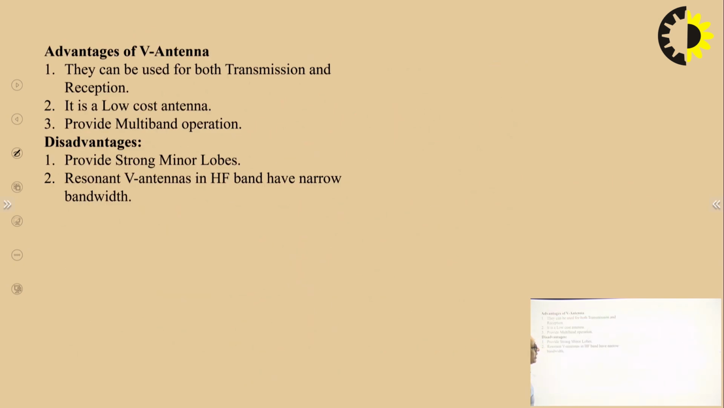So, the advantages of the V type of antenna are that it can be used for both transmission and reception, it is a low cost antenna, and it provides multi band operation. Means this type of antenna can work in multiple frequencies. The disadvantage of this type of antenna is that it provides strong minor lobes, means the minor lobes have maximum energy. Another disadvantage is that the resonant V type antenna in the HF band has a narrow bandwidth.